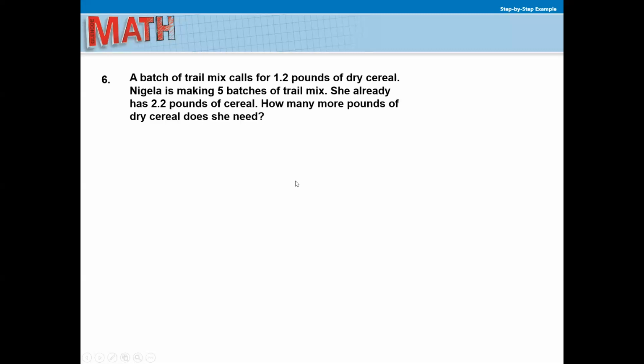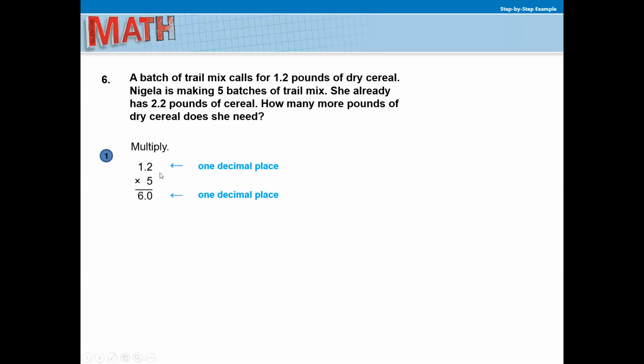Number 6, a batch of trail mix calls for 1 2/10 pounds of dry cereal. Nigella is making 5 batches of trail mix. She already has 2 2/10 pounds of cereal. How many more pounds of dry cereal does she need? We're going to multiply 1 2/10 times 5, and that is 6 0/10.